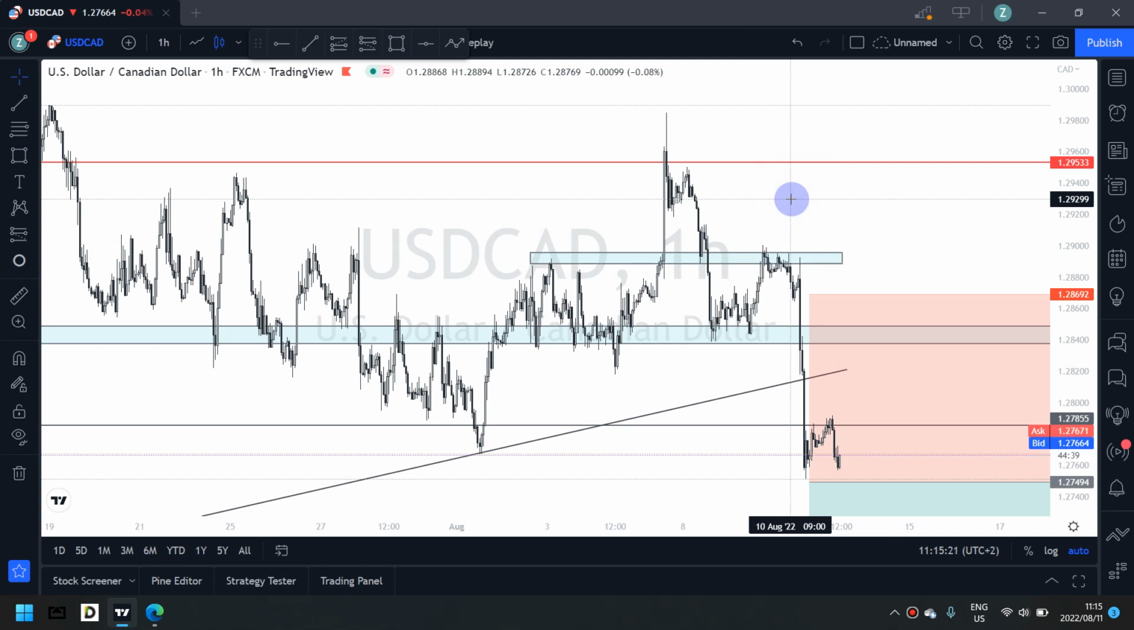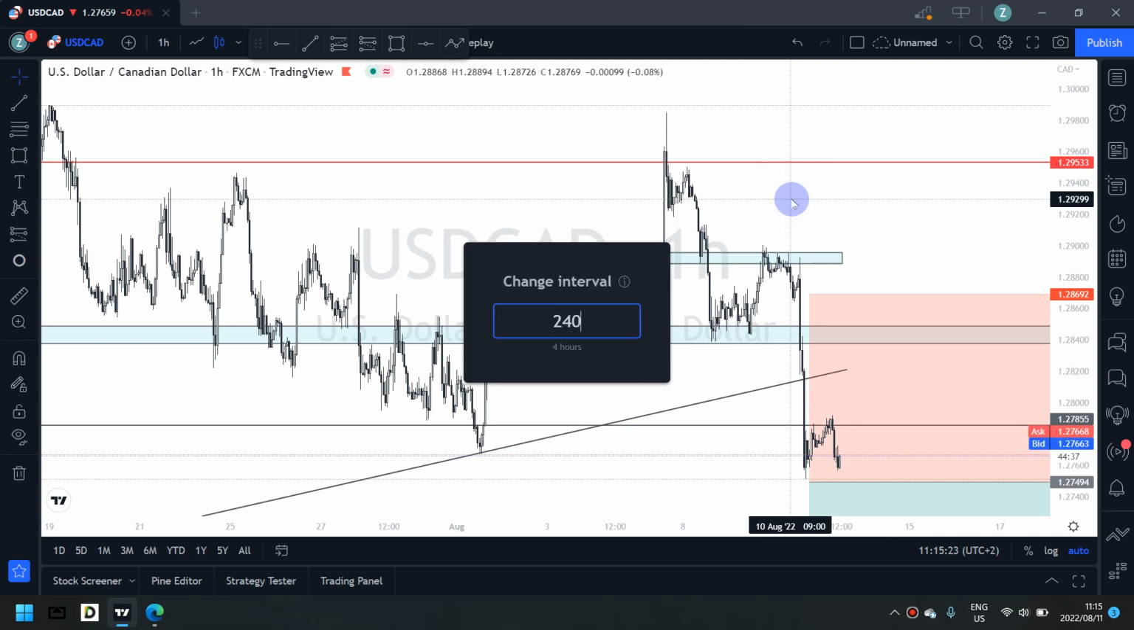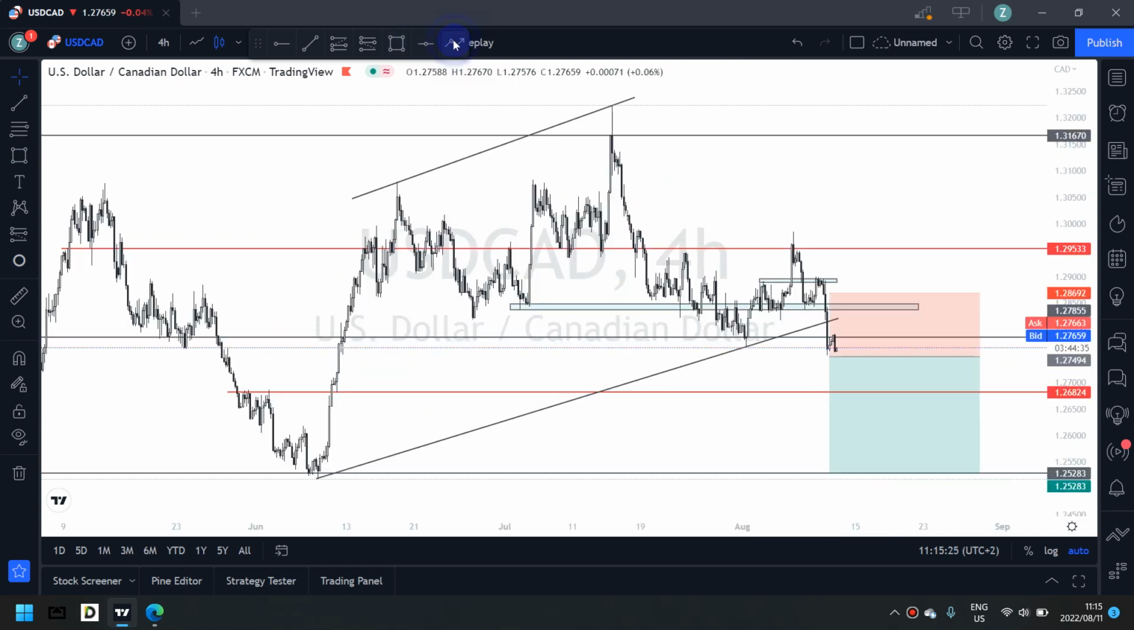So if I move to the 4-hour time frame, which you would see more clearly, is this. Look at this head and shoulders. The market pushed, retested, and now basically that's another confirmation for me to enter those sell positions, right? So that's another confirmation for me.